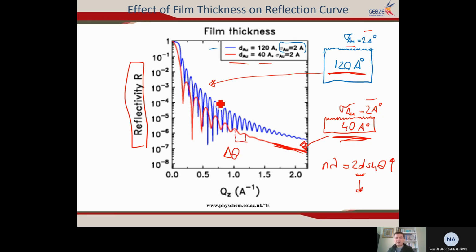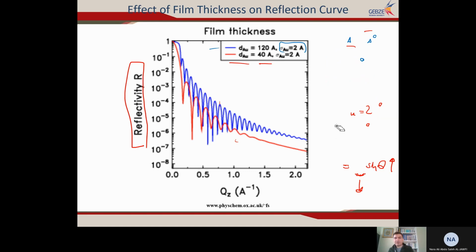Okay, we have thicker film here, we have smaller delta theta between the oscillations. By using Bragg's law, you can get this. I have to tell you something more related to this one. What do you see here?